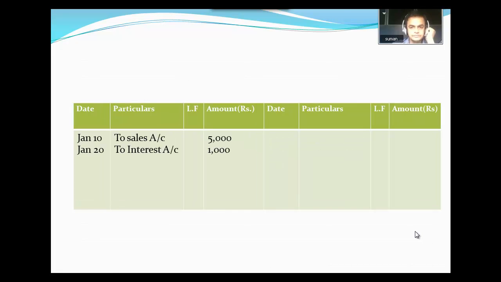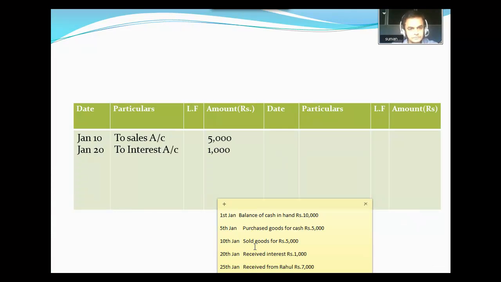Next transaction on 10th January sold goods for rupees 5,000. As there is sale of goods, cash is coming in. So when cash comes in, it should be debited. So on January 10th, to sales account rupees 5,000. Next, on January 20th, received interest rupees 1,000. So we are receiving cash, then it should be cash on the debit side. So to interest account rupees 1,000.